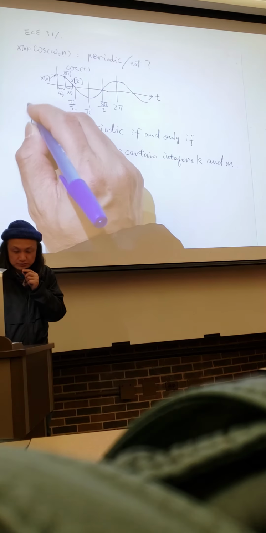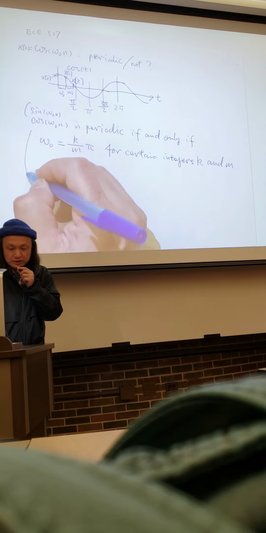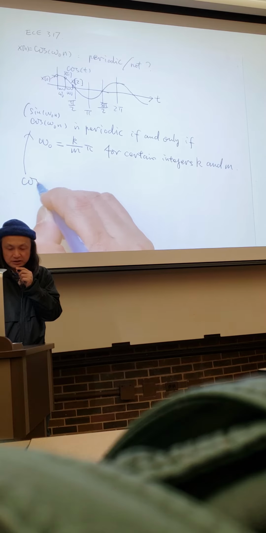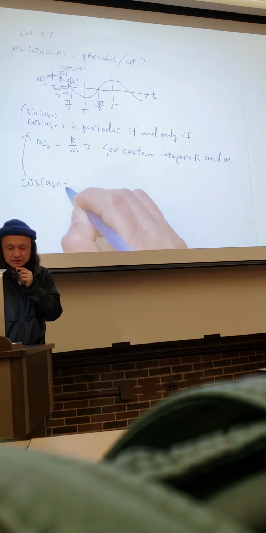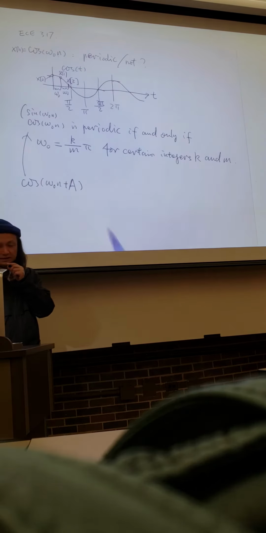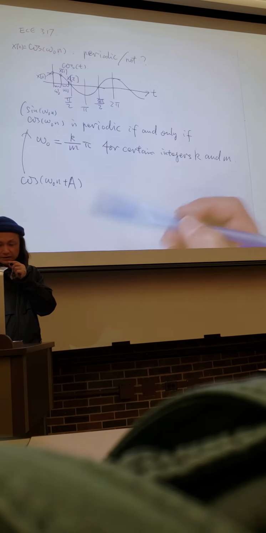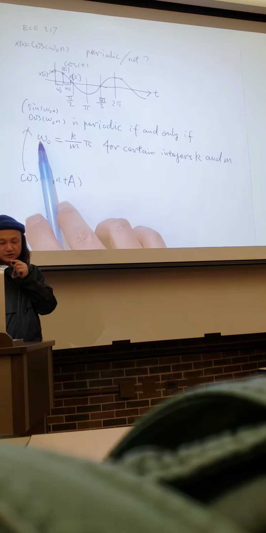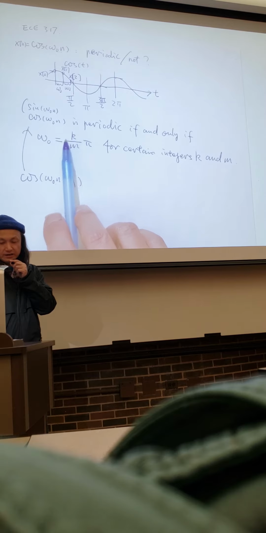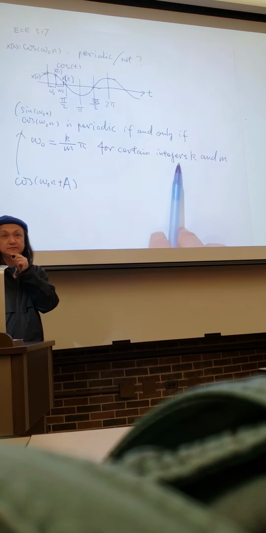And similarly, sine is also the same. And we can have more, not just cosine omega naught n, but omega naught n plus any number a. A is a phase angle, any phase angle. Same thing. All of these signals are periodic only if the frequency is k over some f times pi, where k and f must be integers.